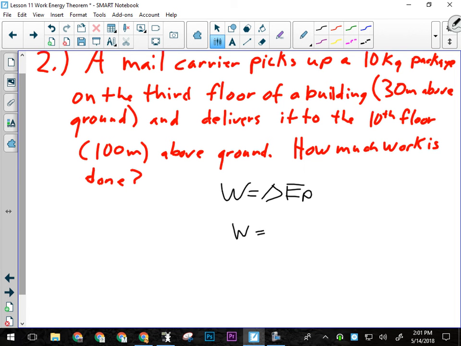So all I have to do then is say that that means the final potential energy minus the initial potential energy, that'll be the change. Remember, anytime we see delta, it means change. Delta is the triangle. Whenever we see that, it means final minus initial. In this case, it's final minus initial potential energy.